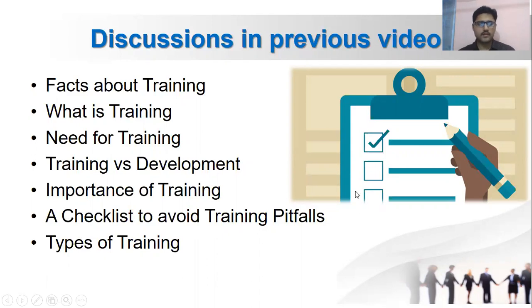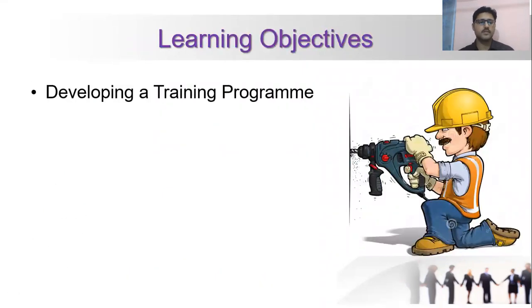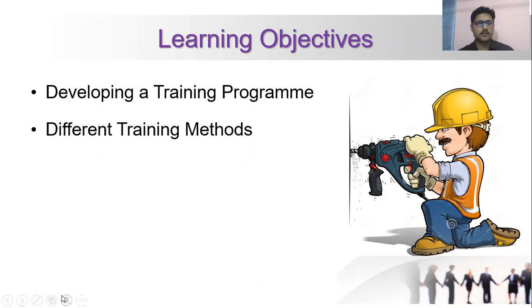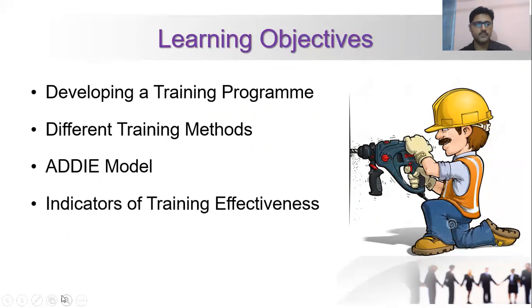So let us see now what are the learning objectives of today's video. First, we will be discussing developing a training program, how to develop a training program, what are the methods to develop a training program. Then we will be discussing different training methods. Then we will focus on the AD model. This is an interesting model. Then at last, we will be discussing indicators of training effectiveness. So how to understand the effectiveness of a training program, how to analyze the effectiveness of a training program. So these are our today's learning objectives.